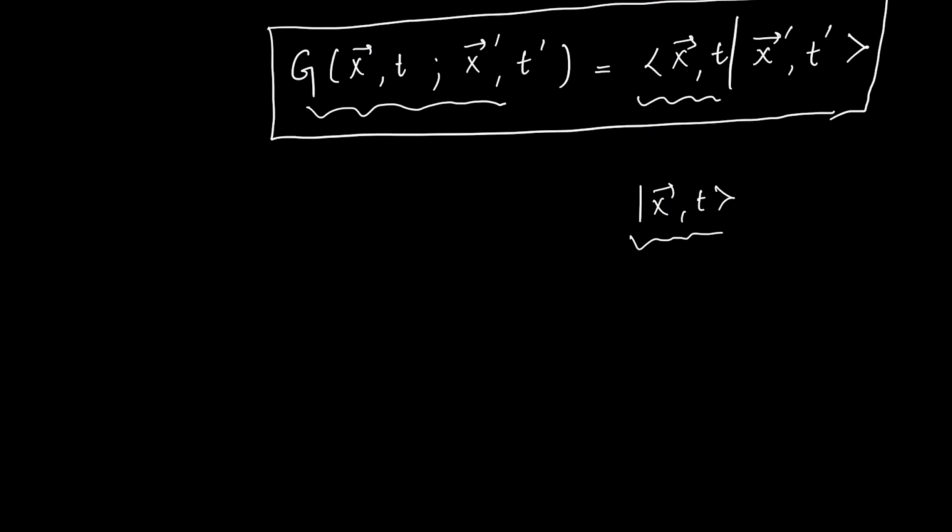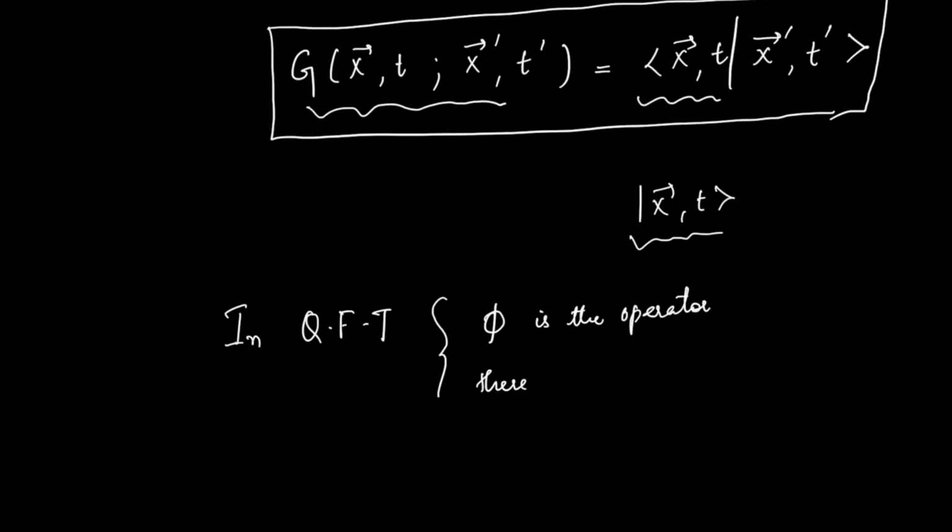In quantum field theory, the field phi is the operator. Therefore, in quantum field theory, there is no position operator. So there is no natural way to define the eigenvector associated with the localized state. So there is a problem here.